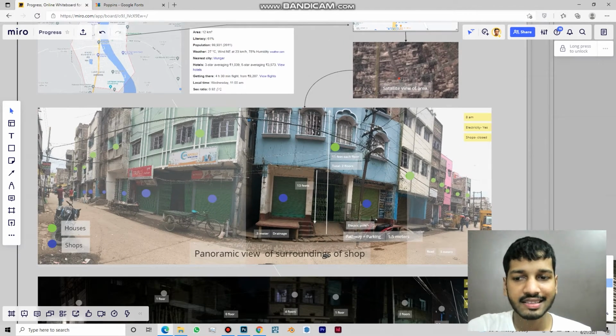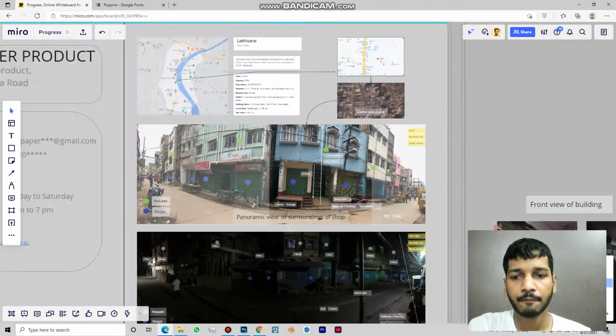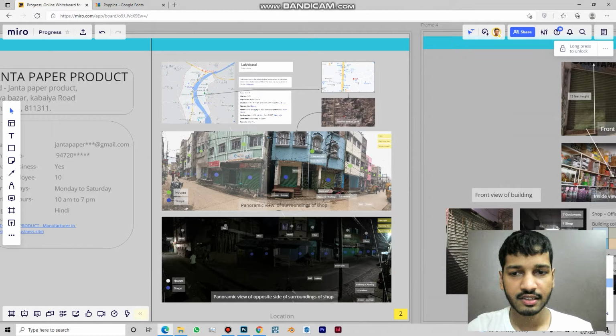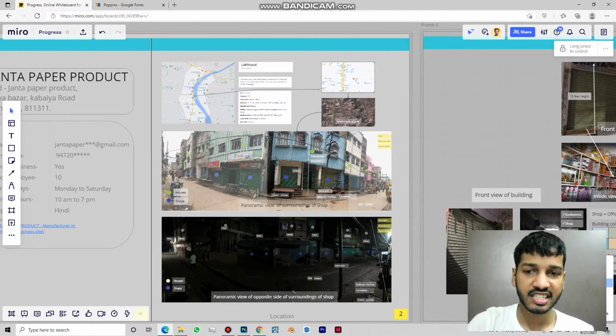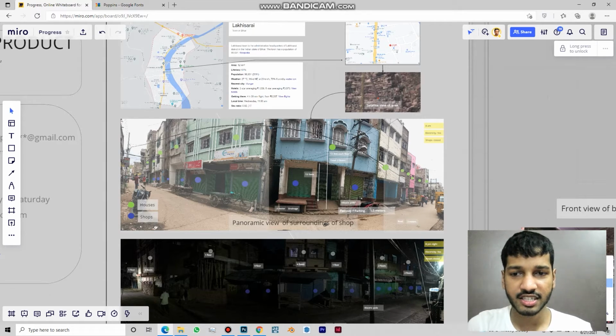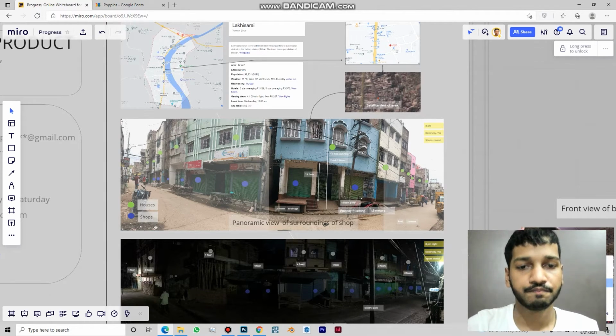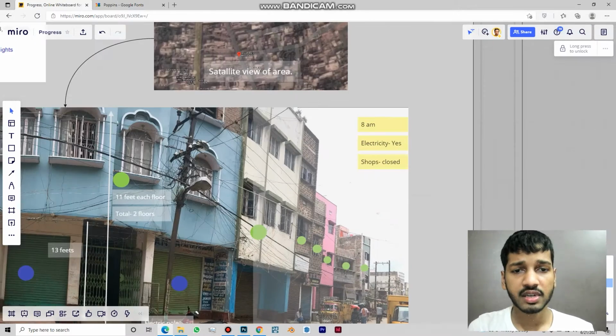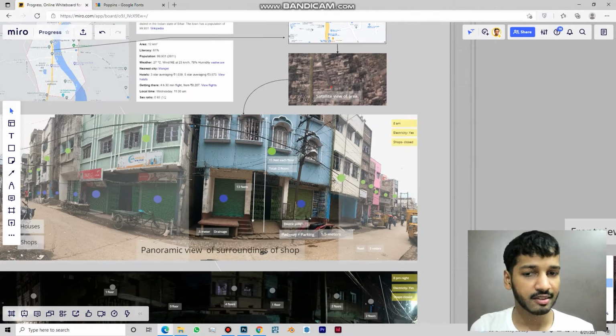Okay, so this is the panoramic view of the surrounding of the shop. All the blue dots are shops, as you can see. So I think I should get into a bit more overview, otherwise it will take so much time to go into each of the details and what is written over there. You guys can see. Overall this is the shop, and the photo is taken at 8 a.m. Electricity here, shops are closed.